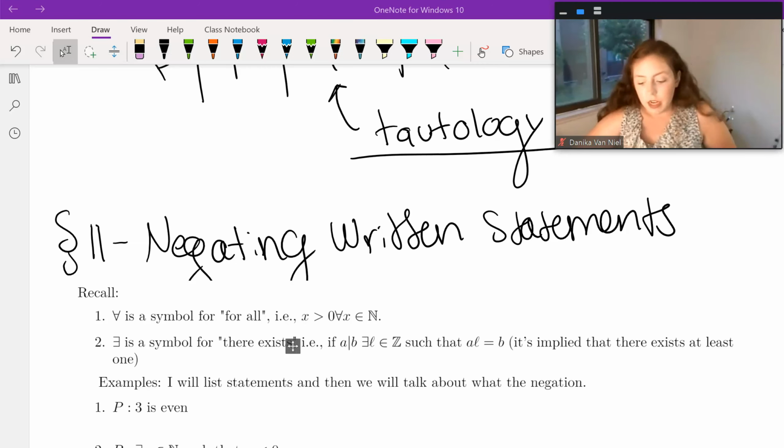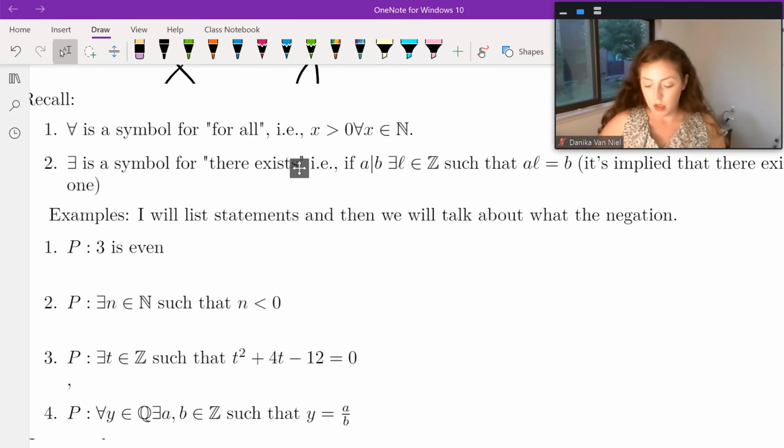Okay, so on to negating written statements. So I just wanted us to recall the for all symbol and there exists symbol. So here's the list. You could pause it, try it on your own, try to look at what the negation is. If you can just write it in words, I'm happy with that. Or if like concepts or something. You will need to be able to write it with these symbols that I've already mentioned. But for right now, if all you can do is with words, that's okay. By the end of this, you should be able to do it with the symbols.